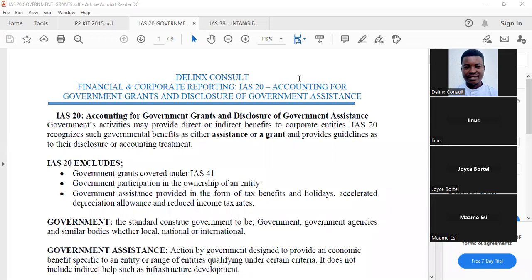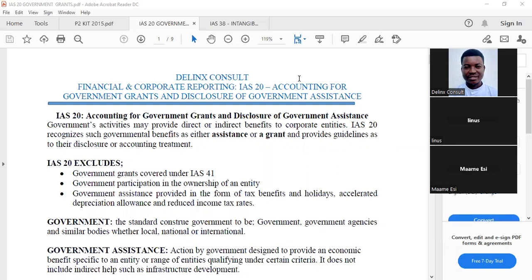That is some of the things that the government of certain countries do. I don't know about Ghana, but we'll talk about that one later. If the government is aware that a company is going to invest in something that will benefit the nation as a whole, they will try to give them financial assistance. So if the financial assistance is given, how do we account for it?